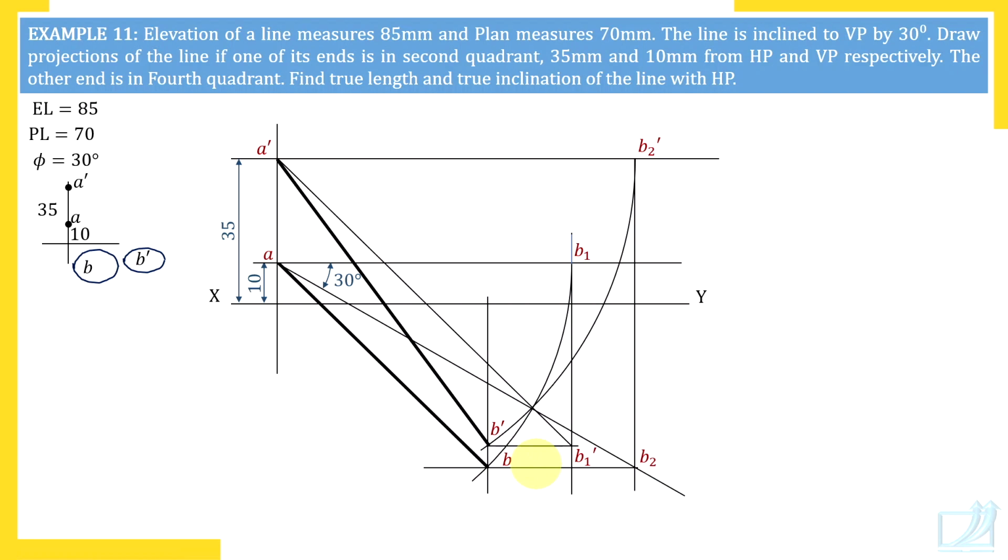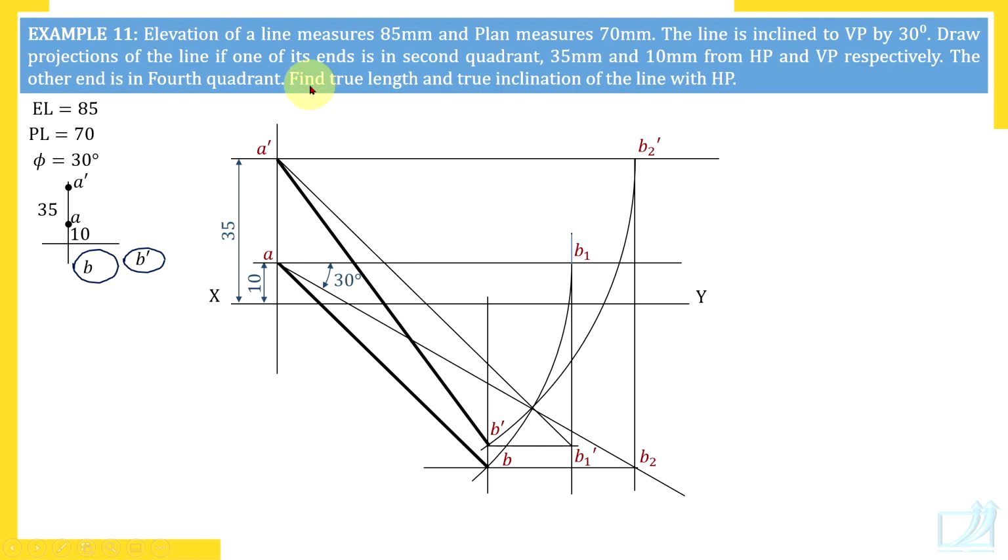Is this drawing complete? Let's check it. A dash B2 dash, A dash B1 dash and A dash B dash. There are three front views. B dash and B1 dash are on a horizontal line. Through A there are three top views, A B1, A B2 and AB. B and B2 are on the same horizontal line. So this is how we have completed the drawing.